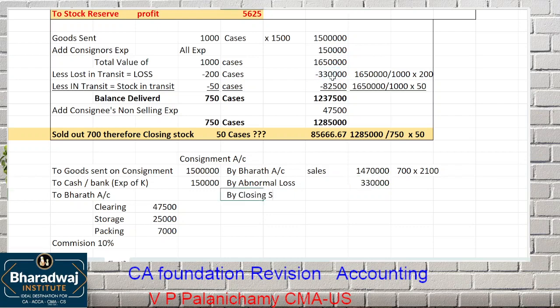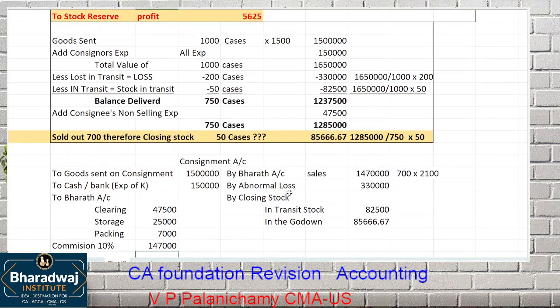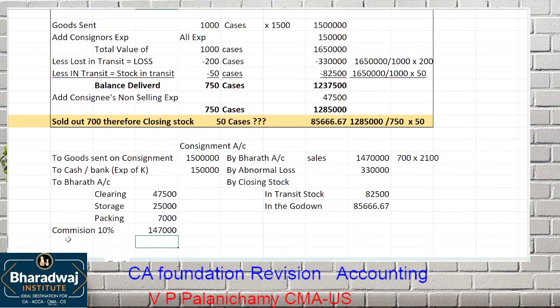By closing stock, there are two closing stocks. In transit stock, what is the in transit stock? 82,500. In the godown, how much is there? 85,000. Commission 10% on the sales. No bad debts, etc. So when we tally this, we get which one? Profit or loss?